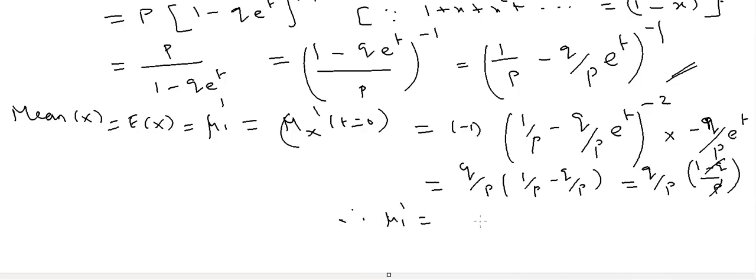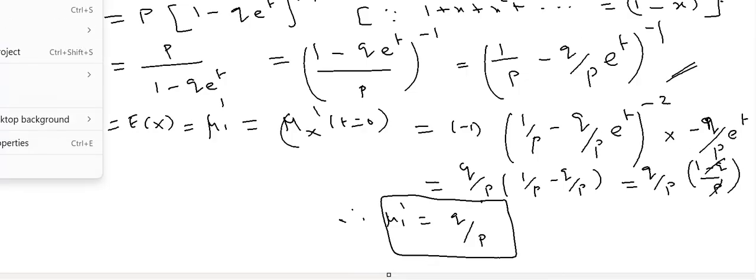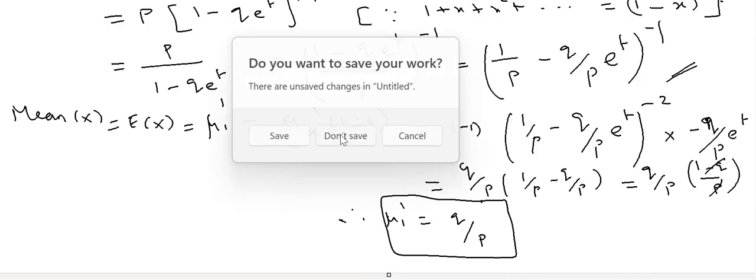Therefore, mu1 dash, the mean of x, is q by p. Now we have to derive its variance and standard deviation. Is this clear? Alright. Now we can move to its next derivation, the variance. For getting the variance, we have to differentiate Mx(t) two times and put t equal to 0. Variance of x equal to mu2, that is equal to mu2 dash minus mu1 dash the whole square.